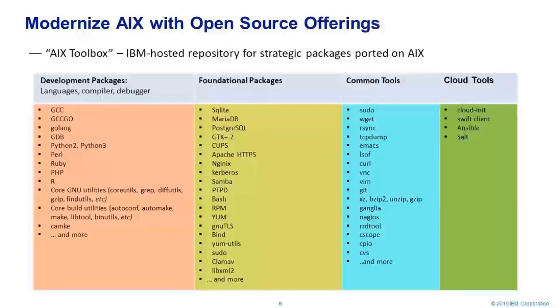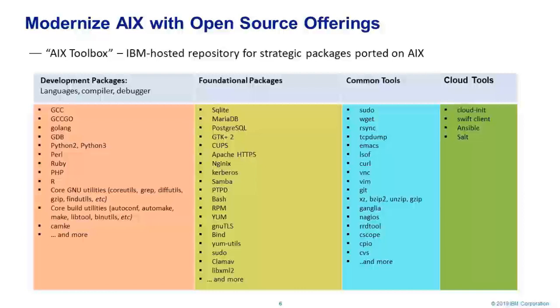Very common open source tools like wget, curl, which people use very frequently, and some cloud related tools like cloud-init and Swift client to access Swift storage, Ansible and Salt. So this is a very small list, but I just wanted to put it here so that people understand what kind of open source packages we are talking about. And we also have some open source databases like MariaDB, PostgreSQL, and we are also working on the latest MySQL. That will be made available by the end of this month. So we have a very vast variety of open source packages available on AIX Toolbox.